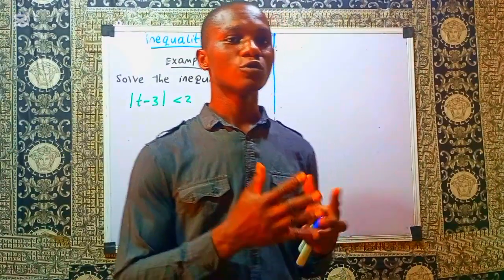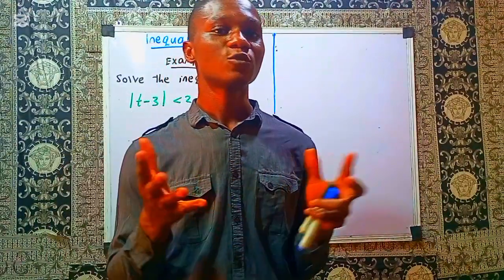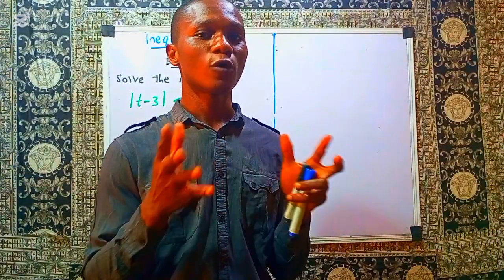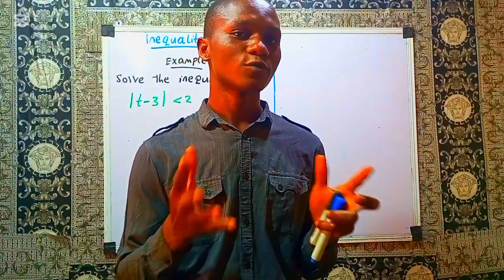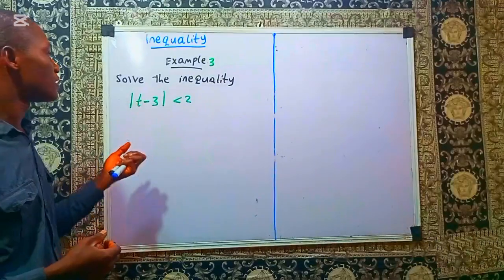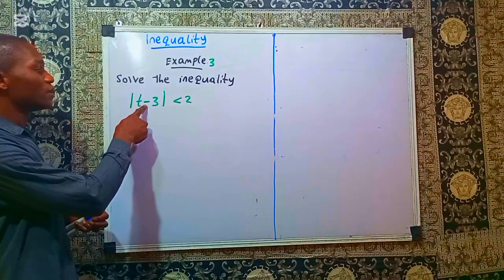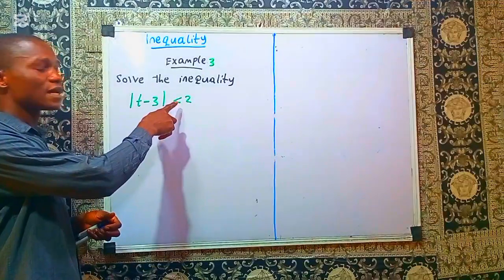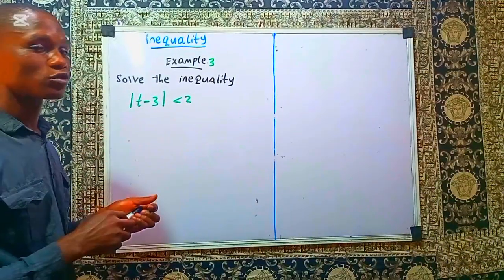So this one we want to consider today has to do with absolute value. So we are looking at how to solve inequality problems that have to do with absolute value. We want to solve the inequality absolute value of t minus 3 is strictly less than 2. So this is what we want to solve.